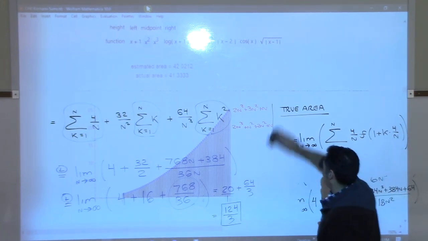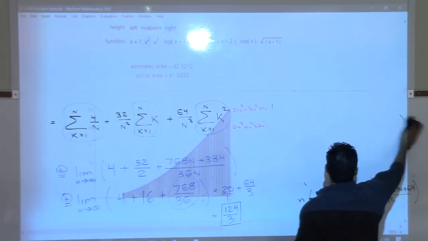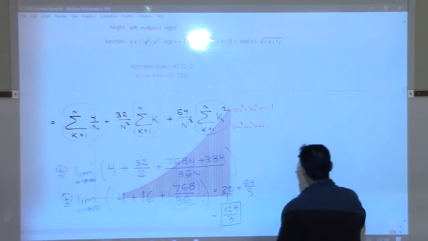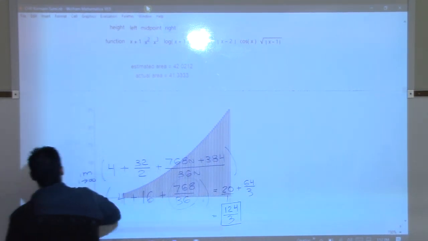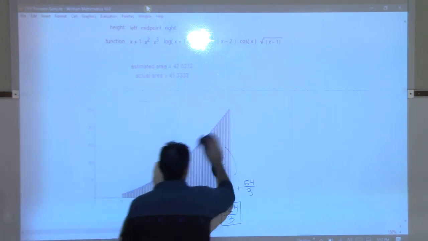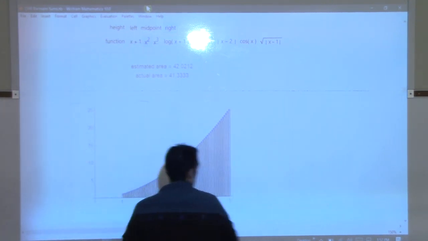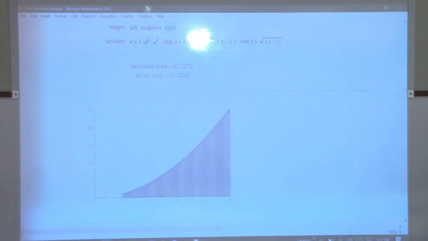Okay, now, Riemann sums take up so much time. Okay, so look, I can only spend maybe 10 more minutes on this. So I'm going to go very quickly, all right?